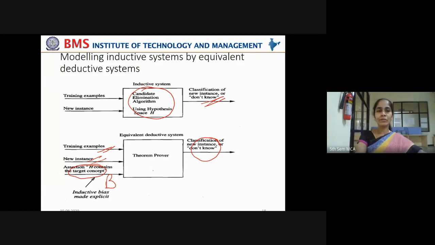In inductive systems, only training examples and new instances are taken. In that case, we call it as unbiased learner. But when assumptions are also joined with that, then we call them as biased inductive learning, or we can also call it as deductive system, right? Because we are checking the other way, whether our assumptions are correct or not.